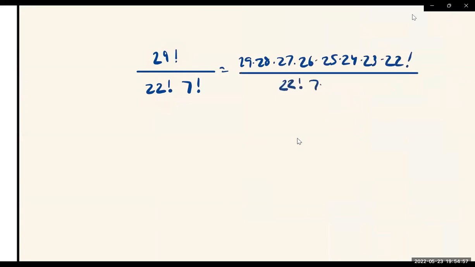22 factorial, and then 7, 6, 5, 4, 3, 2, 1. And at least we can cancel the 22 factorials out. Let's see, what else can we do? 7 goes into 28 4 times. 6 goes into 24 4 times. The 5 goes into 25 5 times. 3 goes into 27 9 times. And then finally 2 goes into 26.